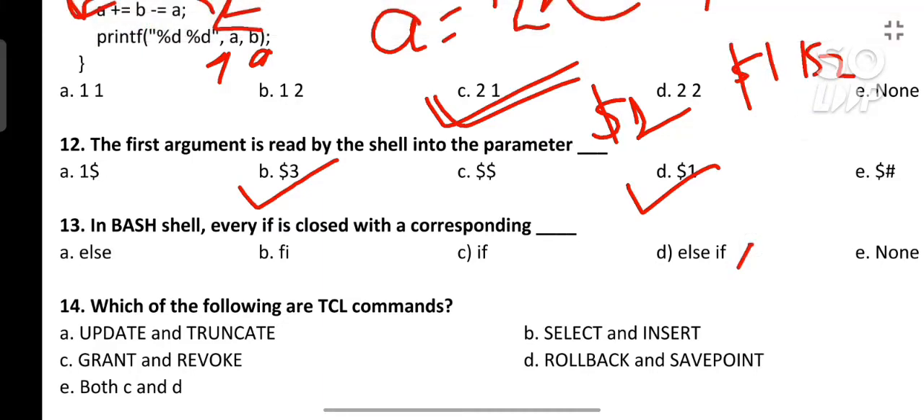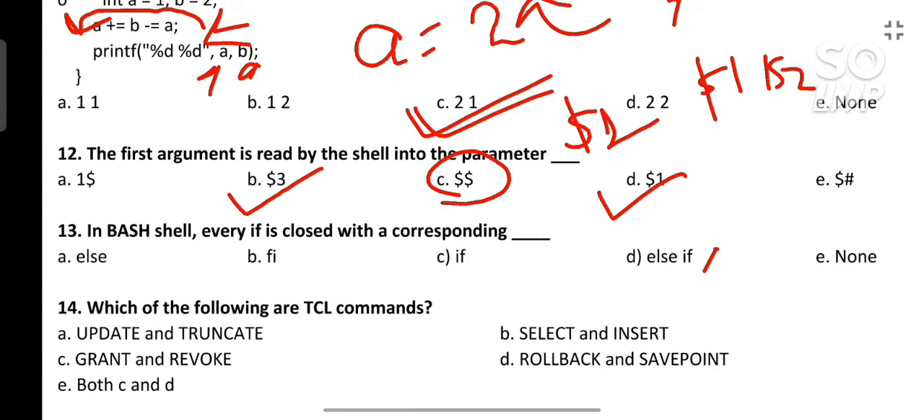And what is this $$? $$ will have the process ID of the process which is running. And what is $#? $# will have the number of arguments which are being passed. There's one more thing which is $*. Let me know in the comment section what this $* contains.